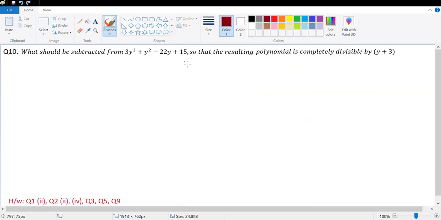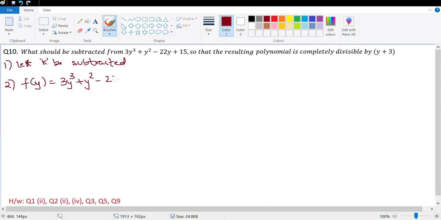What should be subtracted from the given expression so that the resulting polynomial is completely divisible by y plus 3? Okay, let k be subtracted. So the polynomial that we get, which is f of x, is equal to, no, f of y in fact, because the variable here is y, my mistake. So f of y is equal to 3y cubed plus y squared minus 22y plus 15 minus k.